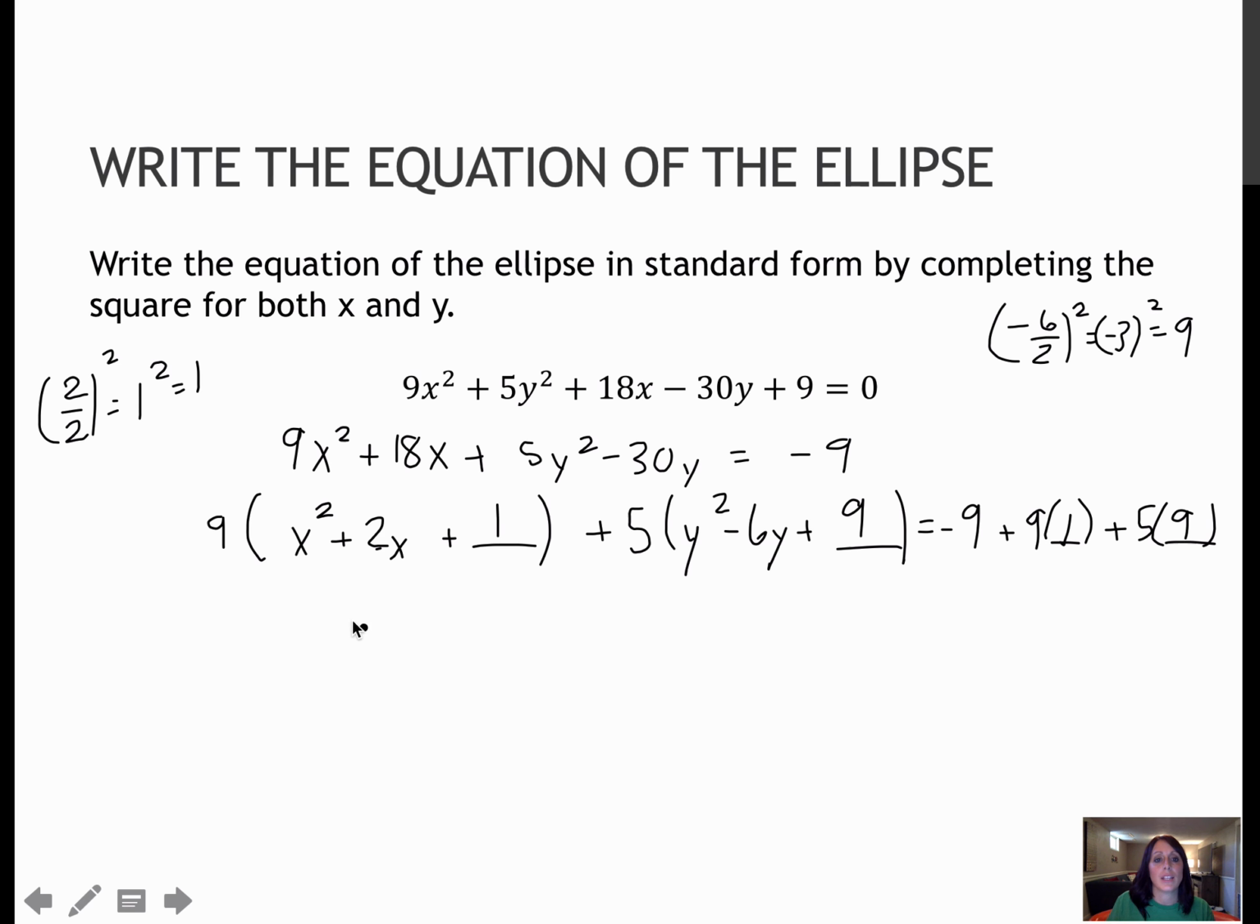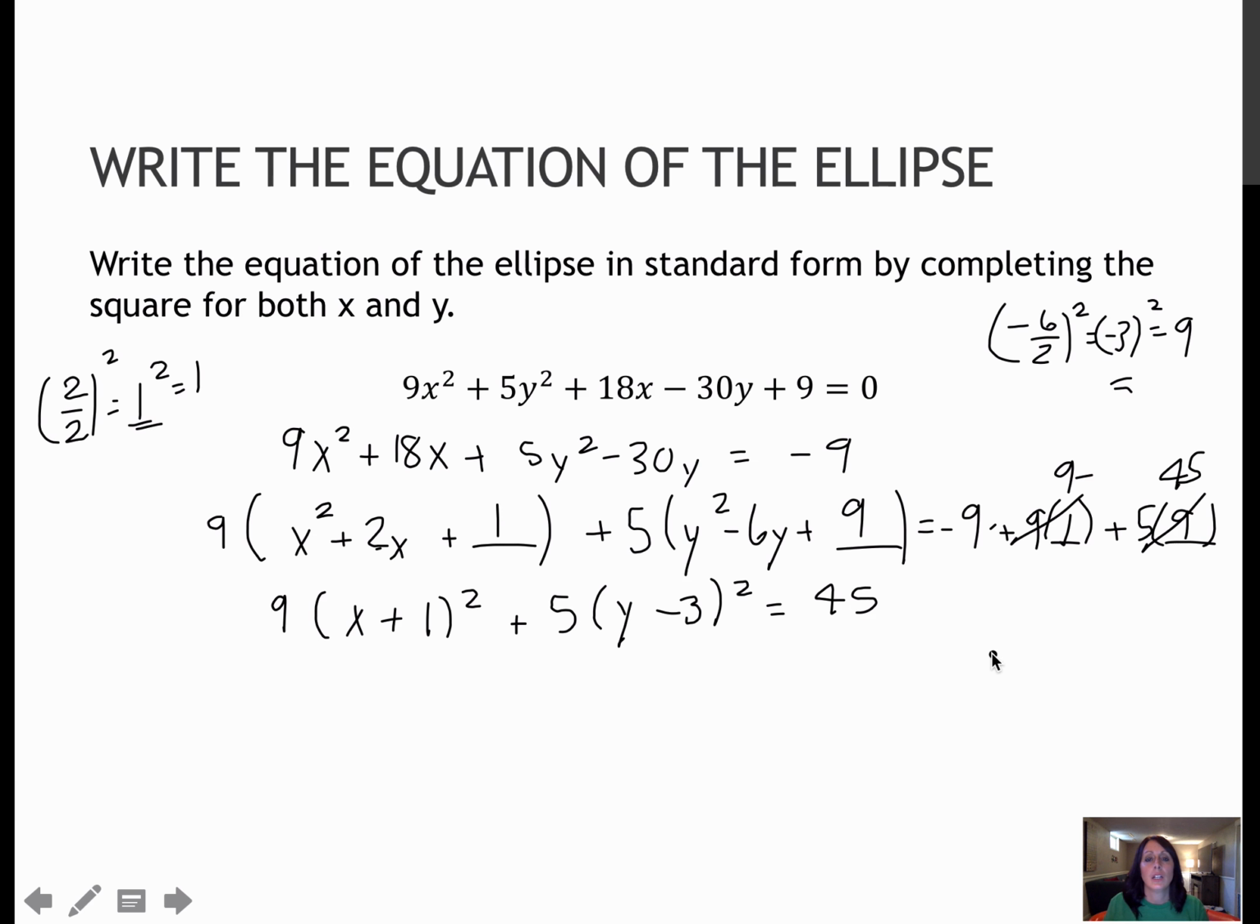So what's happened now is this is 9 and then x plus 1 quantity squared, and this is 5 and then y minus 3 quantity squared equals -9, this is 9, this is 45. So -9 plus 9 is 0 plus 45. Now we know, based on what we did before, that this value was always a 1. So in order for me to turn it in the correct form, all of these will be divided by 45.